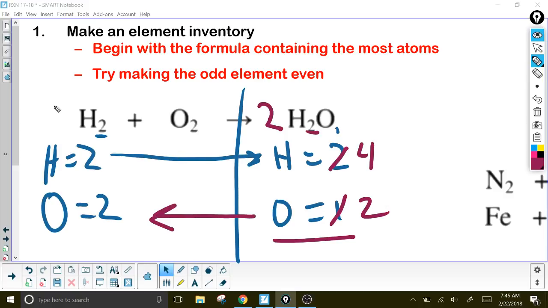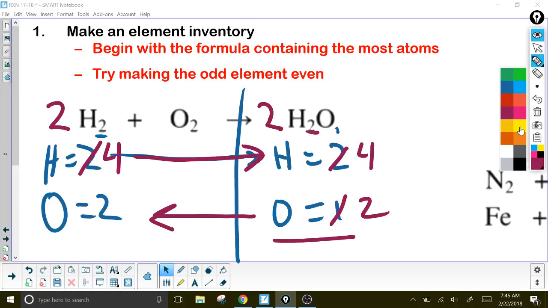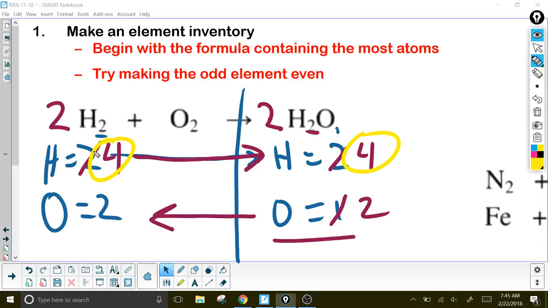So on this side, we can put a 2 in front of this H2. 2 times 2 makes this a 4. And now if we look across, we've got 4 here and 4 there. So our H's are matching. It's balanced. We've got 2 here and 2 there on our O's. So our final answer then is 2H2O, 1O2, 2H2O2.